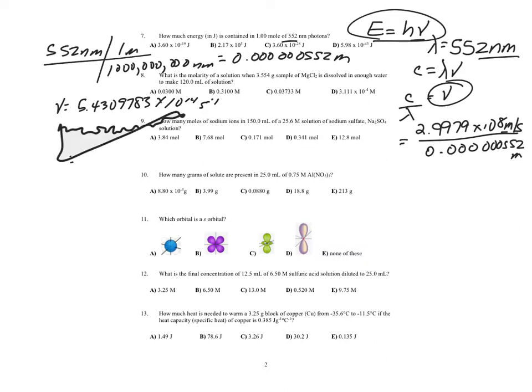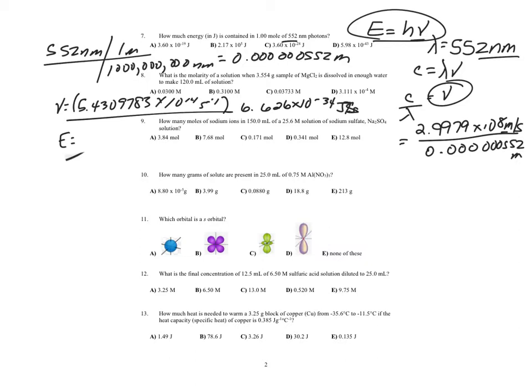And then when you do your energy here, okay, then you just do energy equals, you take this frequency and you times it by Planck's constant, 6.626 times 10 to the -34 joules second, and you get this number here. Wait, it's not C on this one. On this one, your answer is A. So it's 3.60 times 10 to the negative 19 joules.